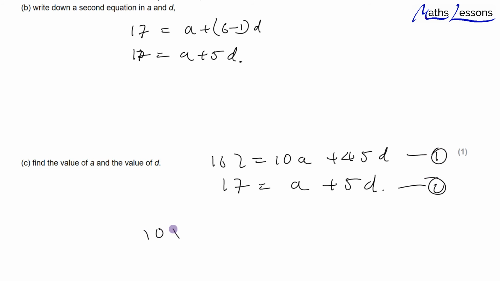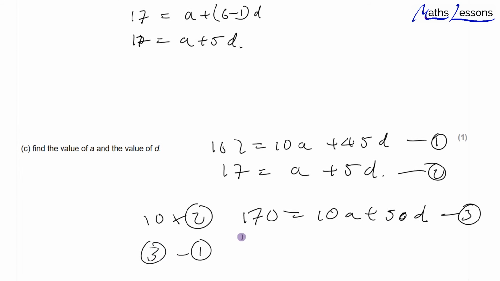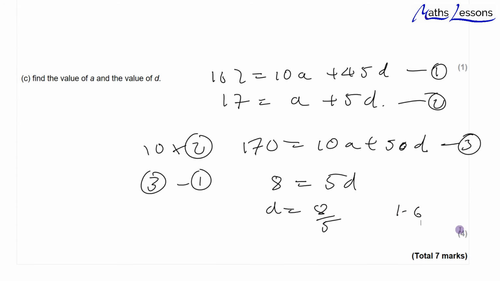So we're going to do 10 times equation 2. So I get 170 equals 10a plus 50d. Call that equation 3. Now if I do equation 3 minus 1, then I'll get a positive d. So that minus that gives me 8 equals 10a minus 10a, which is 0, and then 50d minus 45d gives me 5d. So d equals 8/5. You might prefer 1.6.